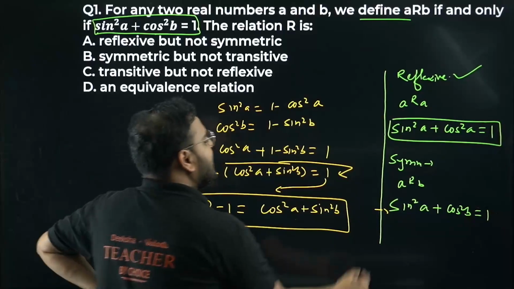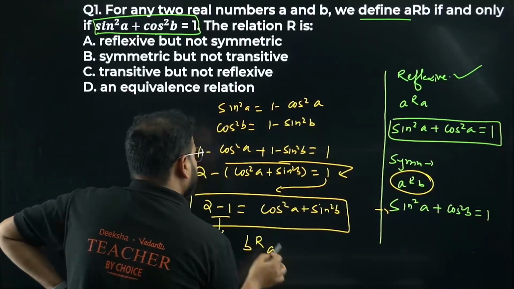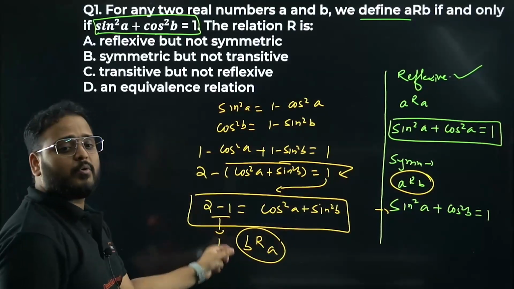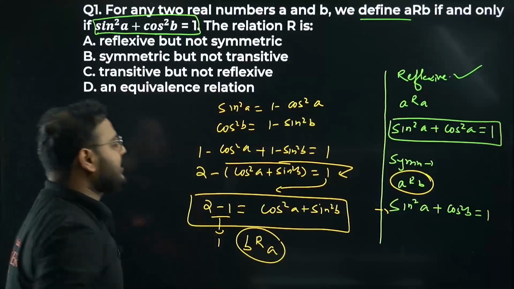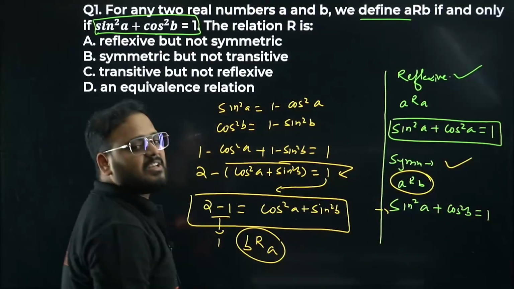So basically this is ARB, and here BRA is also true. Sin square B plus cos square A is also coming equal to 1. So the relation is defined properly. It means symmetric also is true. The relation given is symmetric as well.